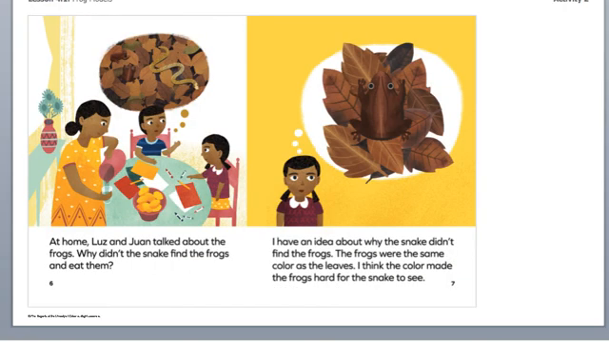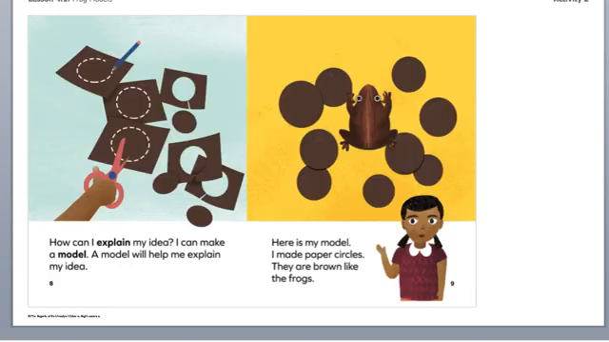At home, Luz and Juan talked about the frogs. Why didn't the snake find the frogs and eat them? I have an idea about why the snake didn't find the frogs, said Luz. The frogs were the same color as the leaves. I think the color made the frogs hard for the snake to see. How can I explain my idea? I know, I can make a model. A model will help me explain my idea.